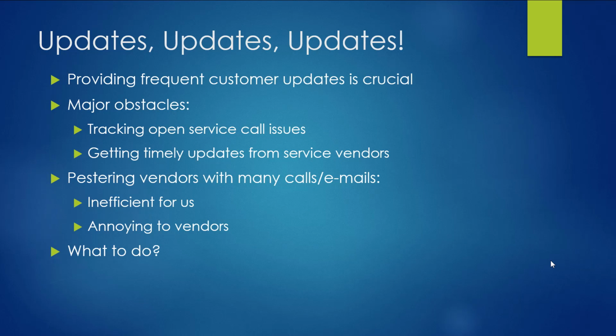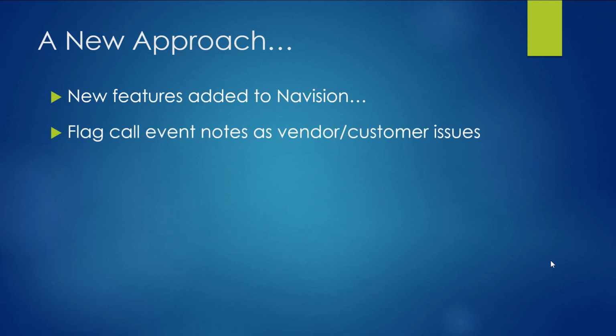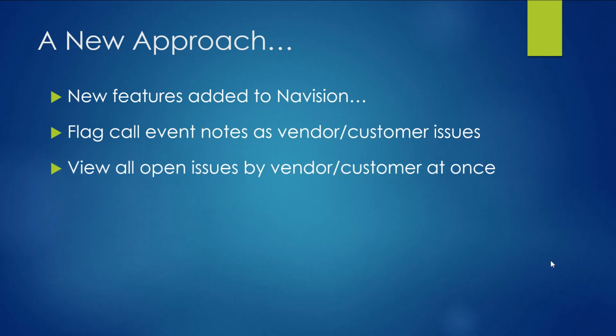Well, one of the things that we've done, and we're going to show it to you here shortly, is to add some new features to Navision for tracking what we'll call issues, which could be either event notes or event entries that get generated automatically from the system that are in the event notes list that we're going to tag as vendor and/or customer issues. And that will allow us to open a screen in Navision that lets us see an overview of all the open issues for a particular vendor or customer at one time.